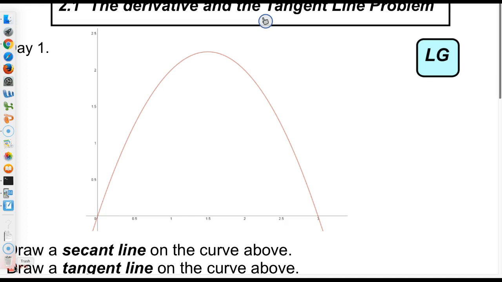2.1, the derivative and the tangent line. So in order for us to have a good idea what a derivative is, I need to make sure you understand the difference between secant lines and tangent lines.